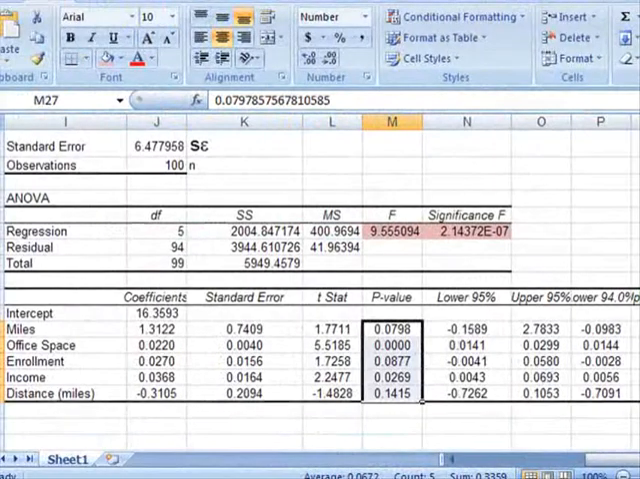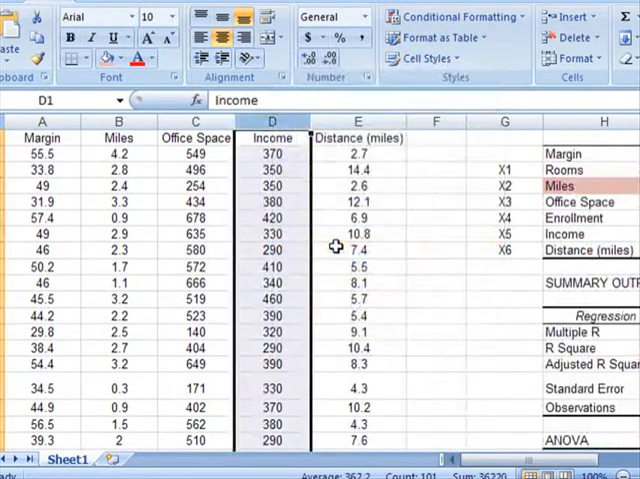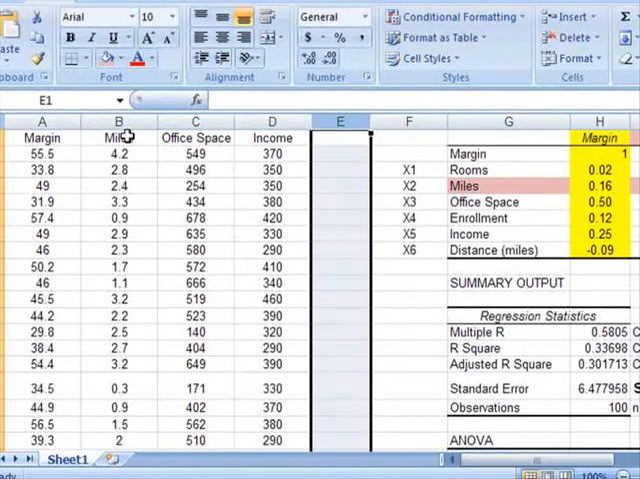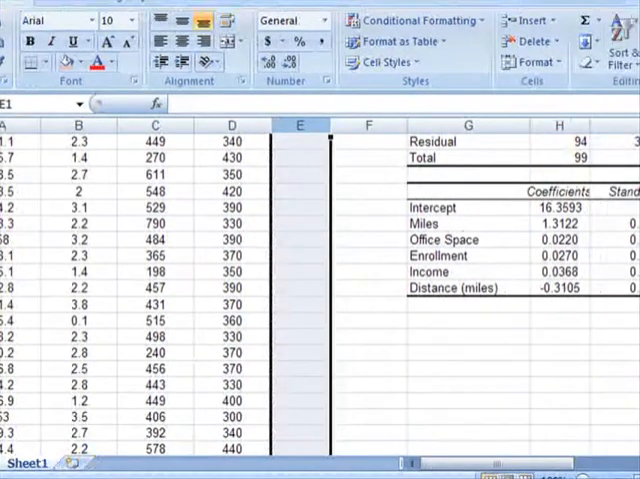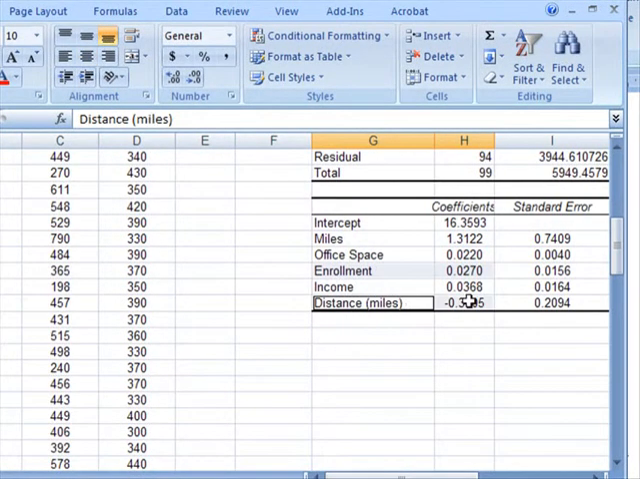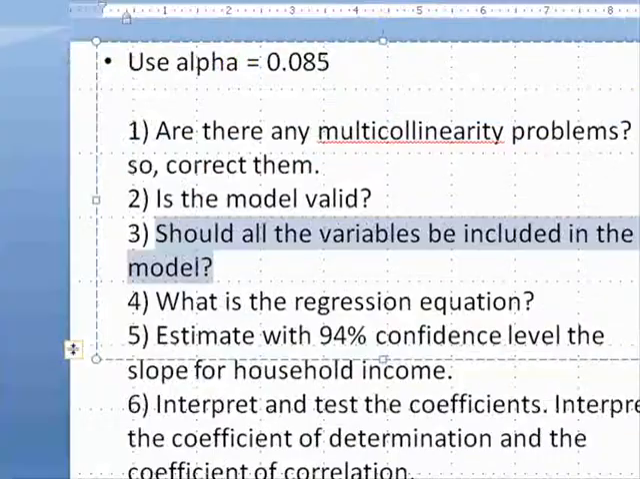So I go back to my original data, and I look at x4 and x5. x4 is enrollment, so I place my cursor over the D, right click, and delete, and then I go and right click on distance and delete. So now we only have 3 variables. Please do not make the mistake of just using these coefficients and keeping enrollment and distance, because those are the variables that we deleted. Remember that all the other coefficients were calculated using those 2 variables too. So we cannot really use the same model that we used before.